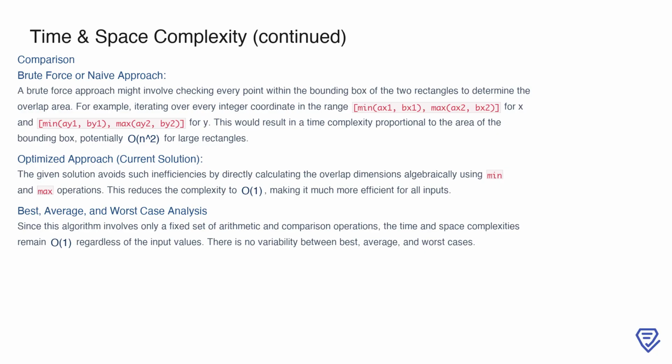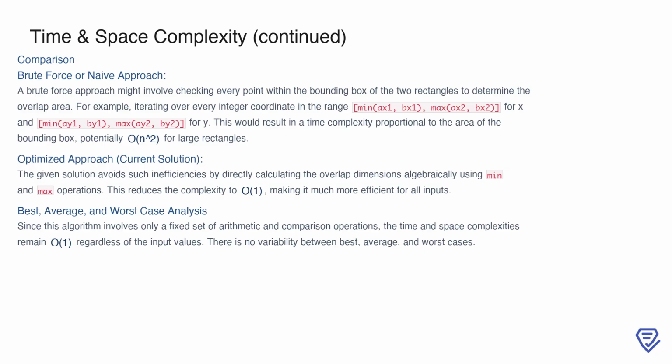To understand the efficiency of this optimized approach, consider a brute force or naive solution. One such method might involve iterating over every point within the bounding box of the two rectangles to check for overlapping points. For example, you could loop through all x coordinates from min(x1, bx1) to max(x2, bx2), and all y coordinates from min(y1, by1) to max(y2, by2). This would be proportional to the area of the bounding box, leading to a time complexity of O(n^2) for large rectangles, which is highly inefficient.